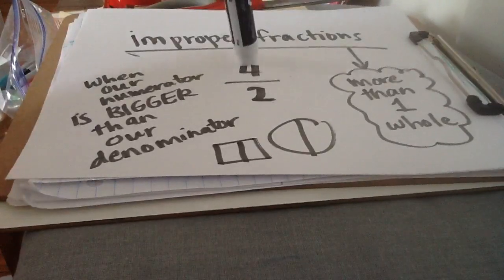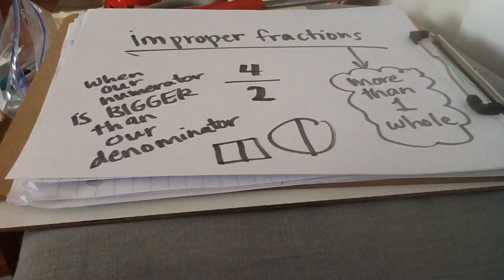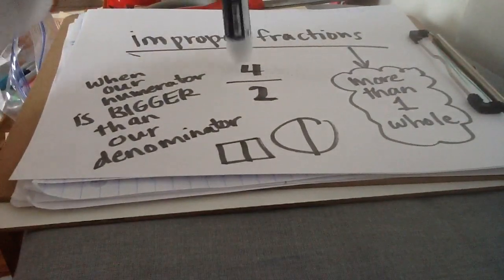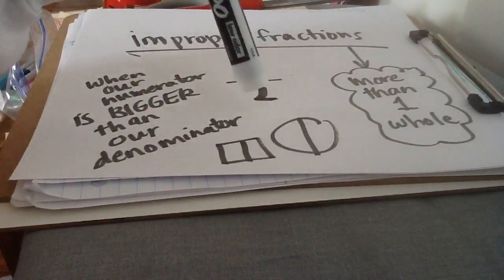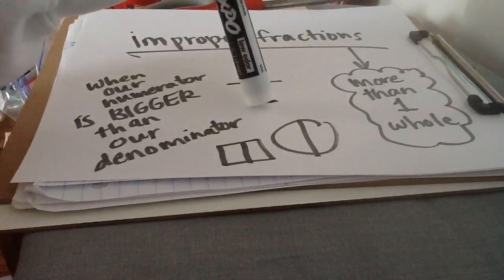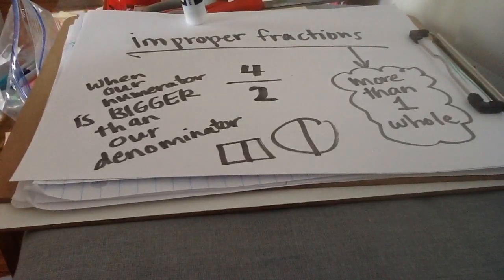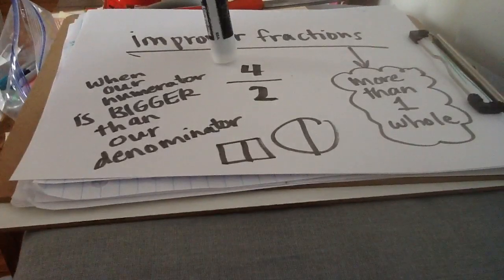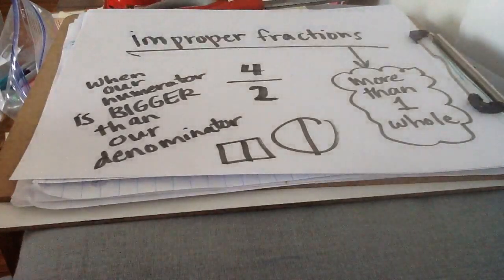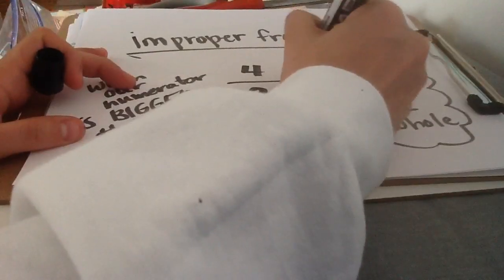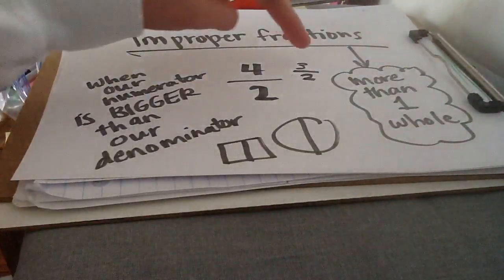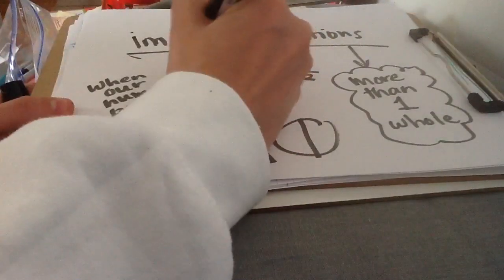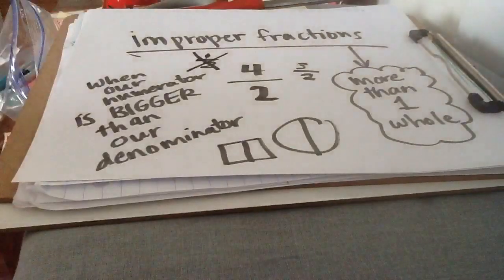I also know that my numerator is always going to tell me the parts that I have or that I'm looking at. In this case, it's a 4. Which means we actually have more parts than our whole was broken into. When we have an improper fraction, it means that our numerator is larger than our denominator. So 3/2 is also an improper fraction because the numerator is bigger than the denominator. However, 1/2 is not an improper fraction.